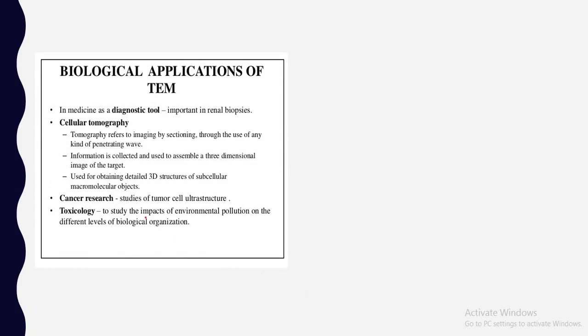Have a look at the applications of transmission electron microscopes. They are used in topography. Cellular topography can be done, wherein 3D structures of any subcellular macromolecular objects can be studied. So topographically, your cells can be viewed. In cancer research, the ultrastructure of the tumor can be observed, and in toxicology, to study the impacts of environmental pollution on different levels of the biological organization, transmission electron microscopes are generally used.